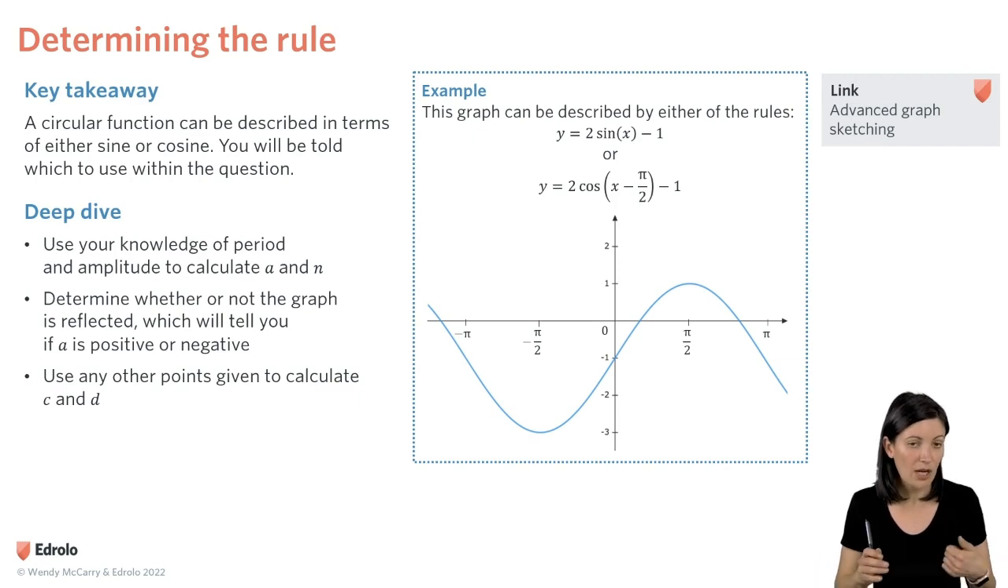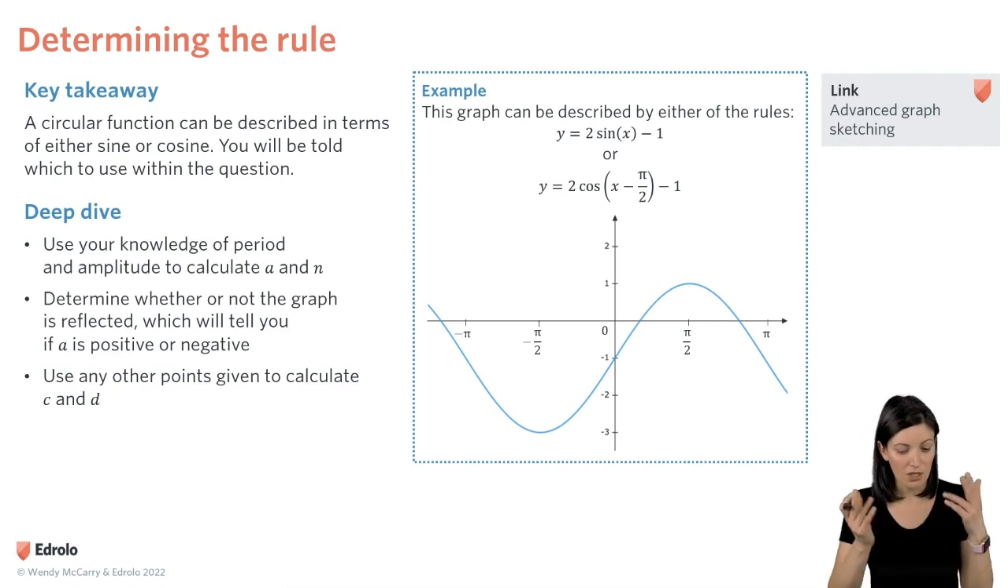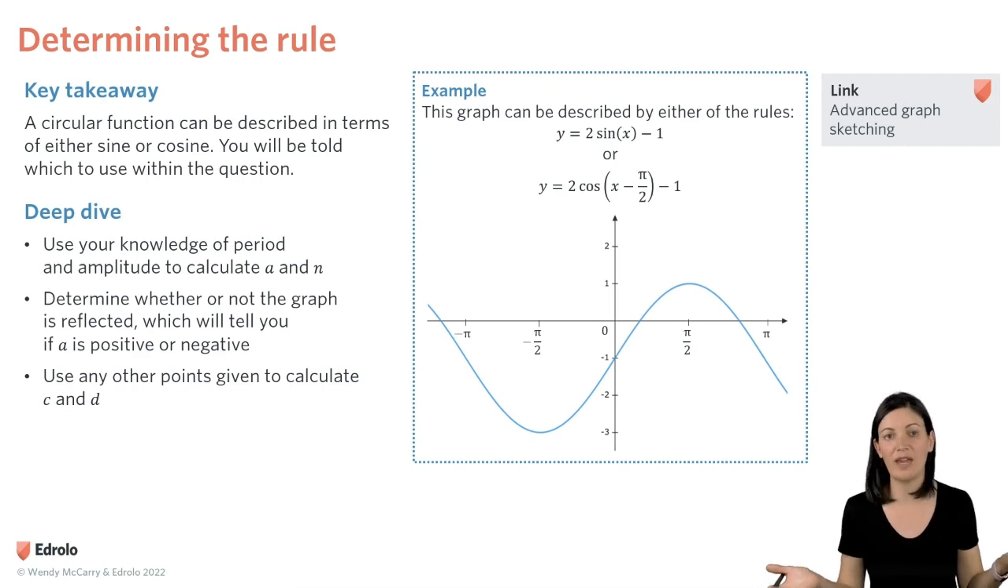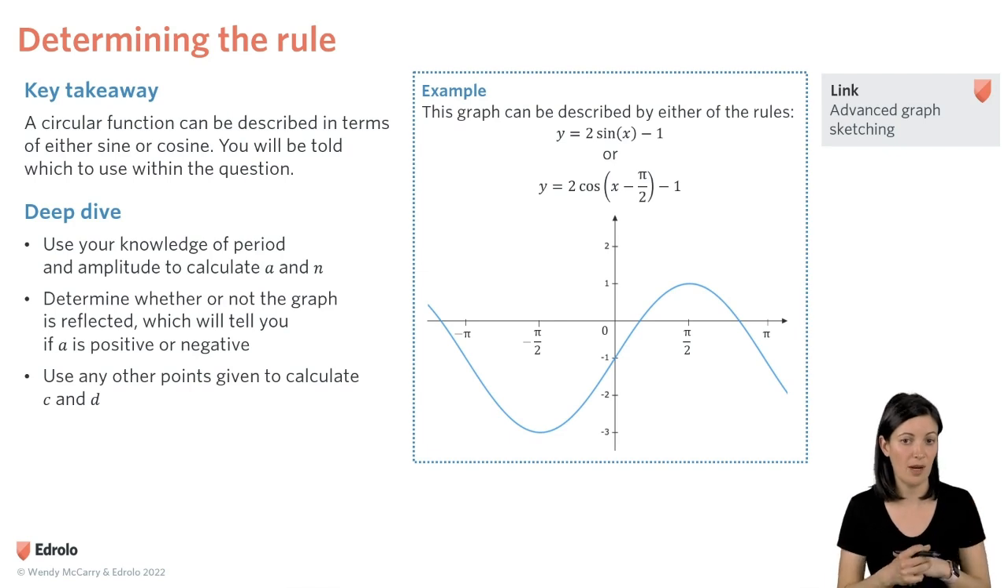Okay, so in order to find the rule for a circular function, you're going to use your knowledge of the period and the amplitude to calculate a and n. That's what we just did in the last section. You're going to think to yourself, is this graph reflected or not? That's going to tell you if a is positive or negative. And then you're going to use any other points given to determine a value of c or d, and that's your phase shift or your vertical shift up or down. All right, let's look at an example.